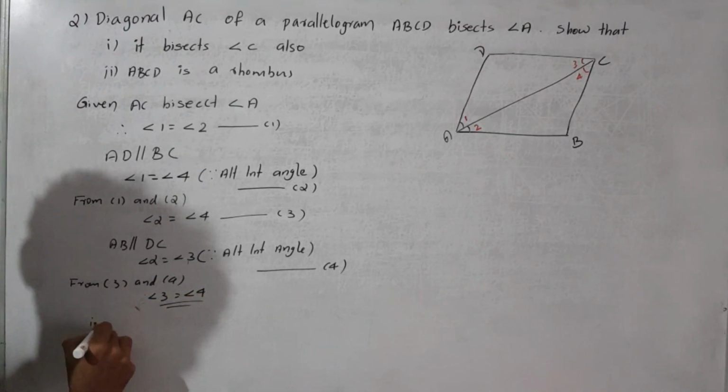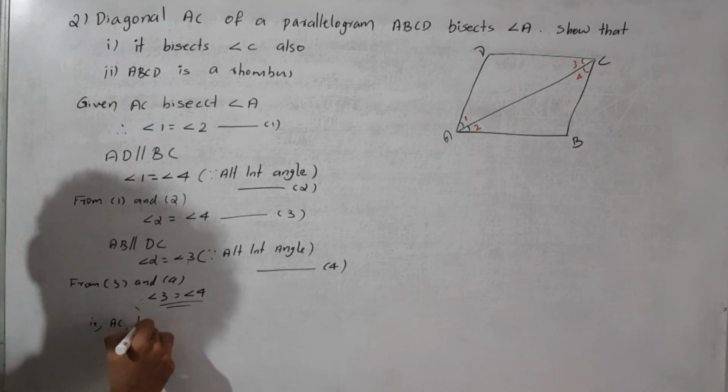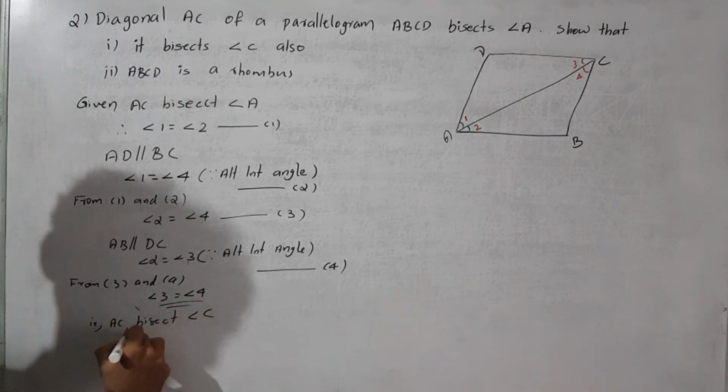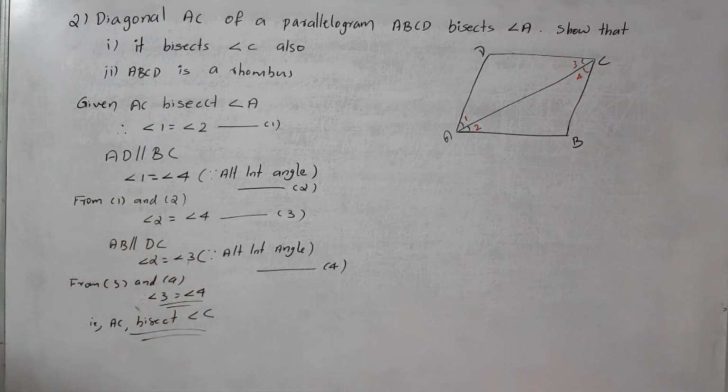Then what does it mean? That is, AC bisects angle C.